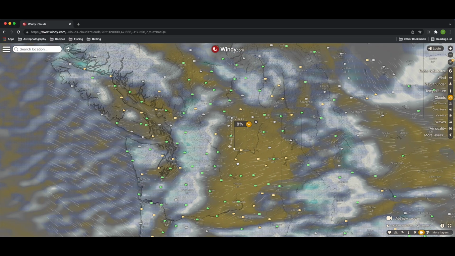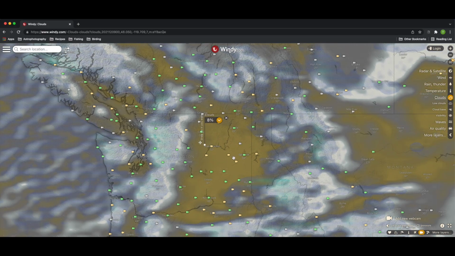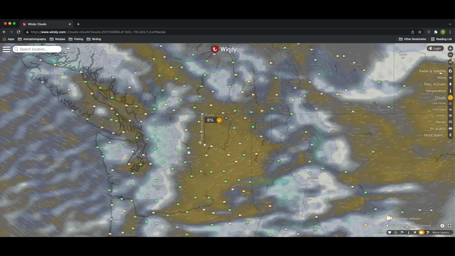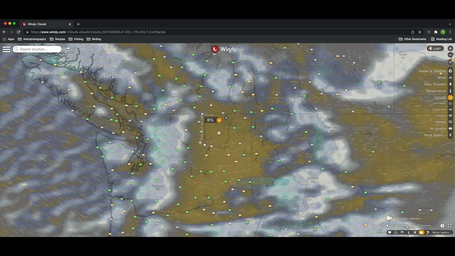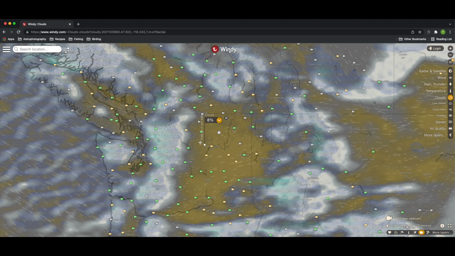And finally, a major issue for a number of people in the lower 48 is dealing with light pollution. Light pollution can really cause problems in terms of aurora visibility.